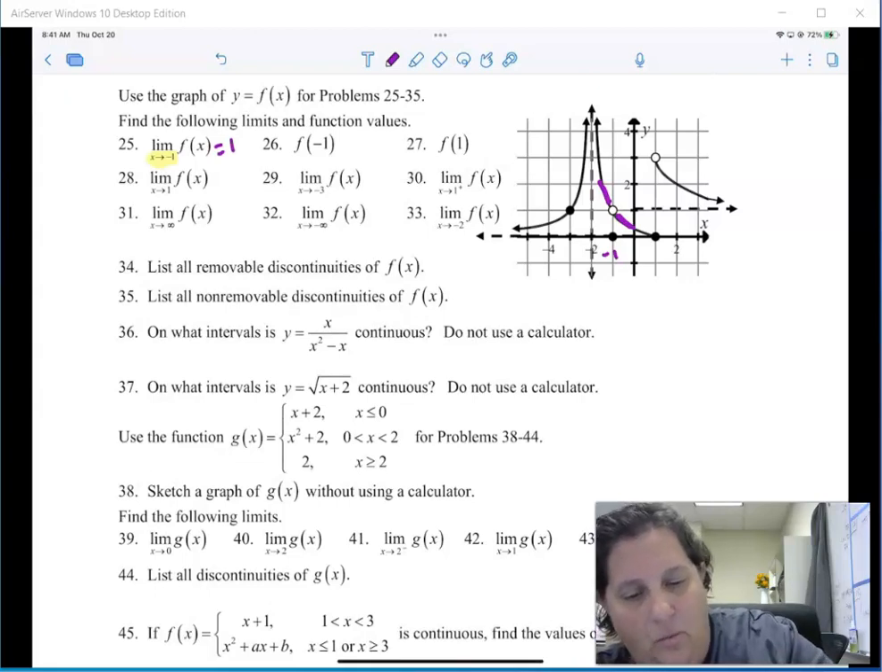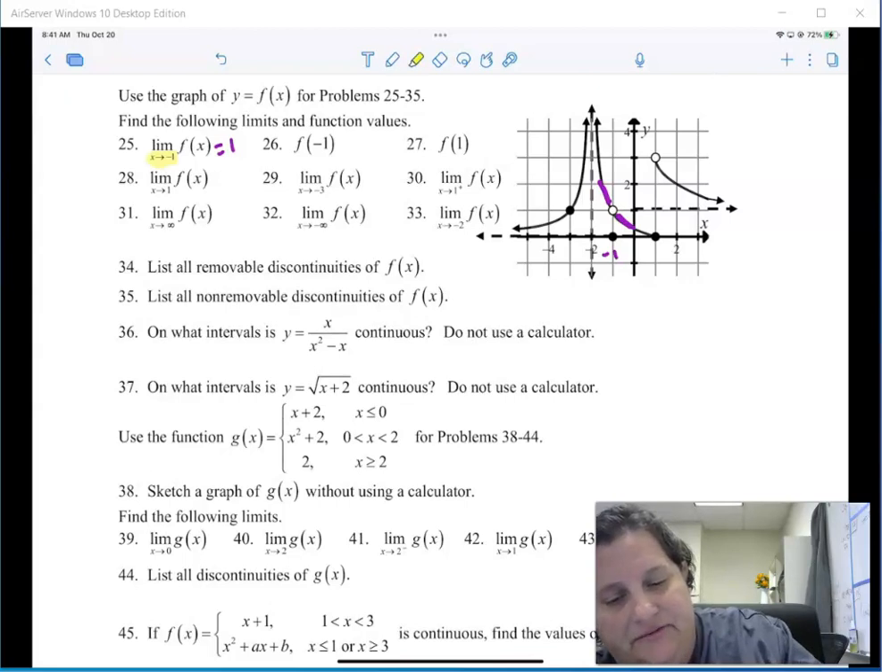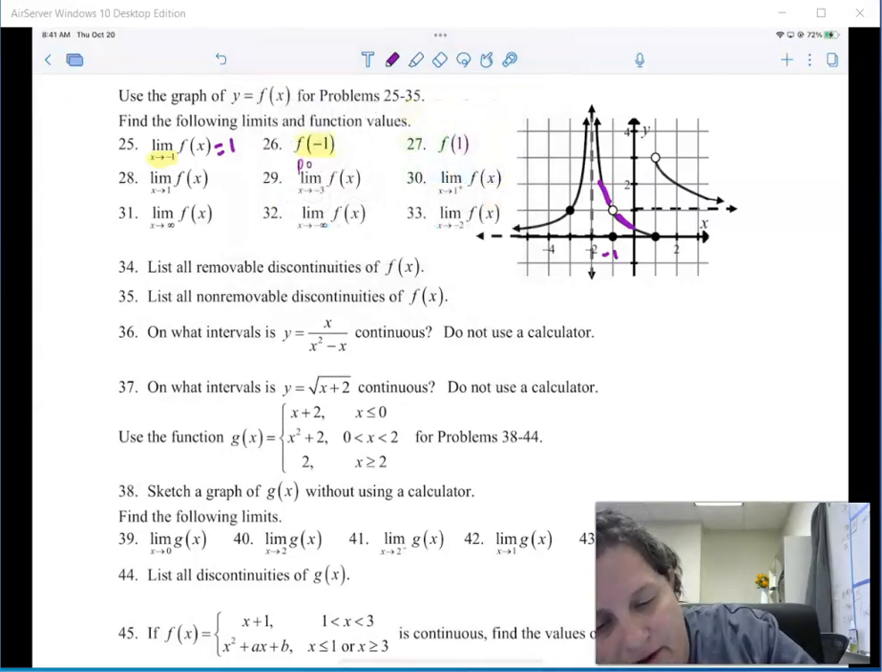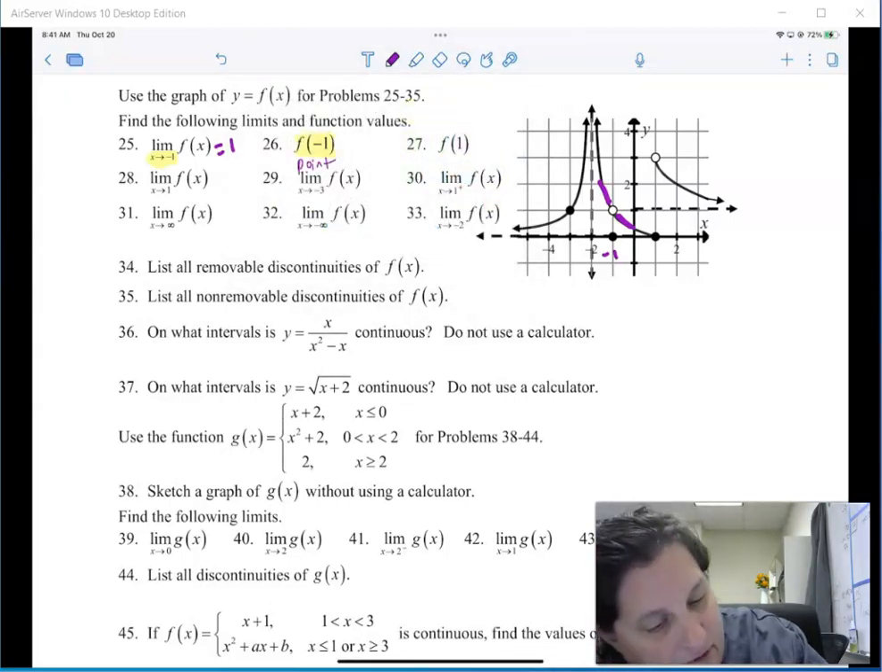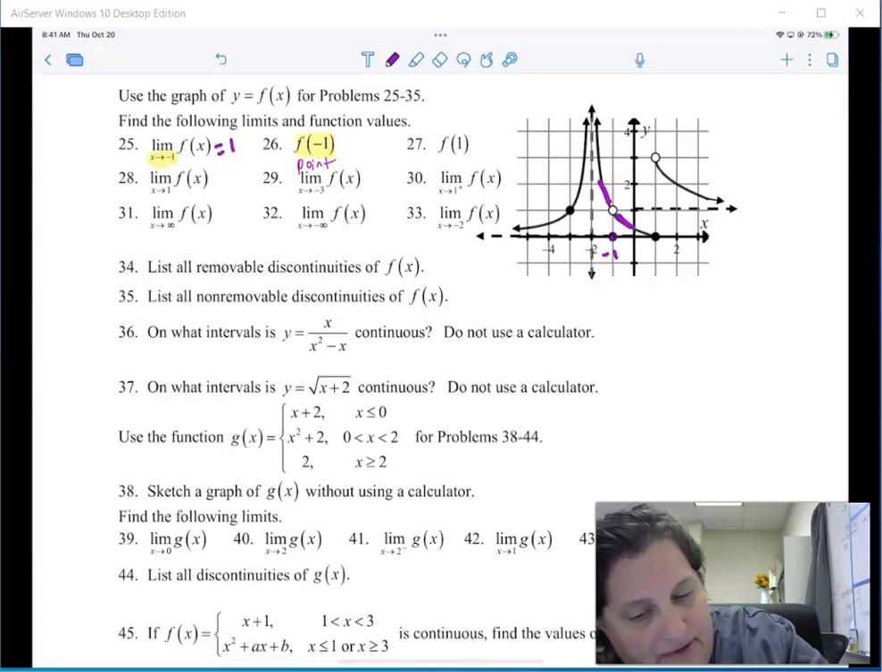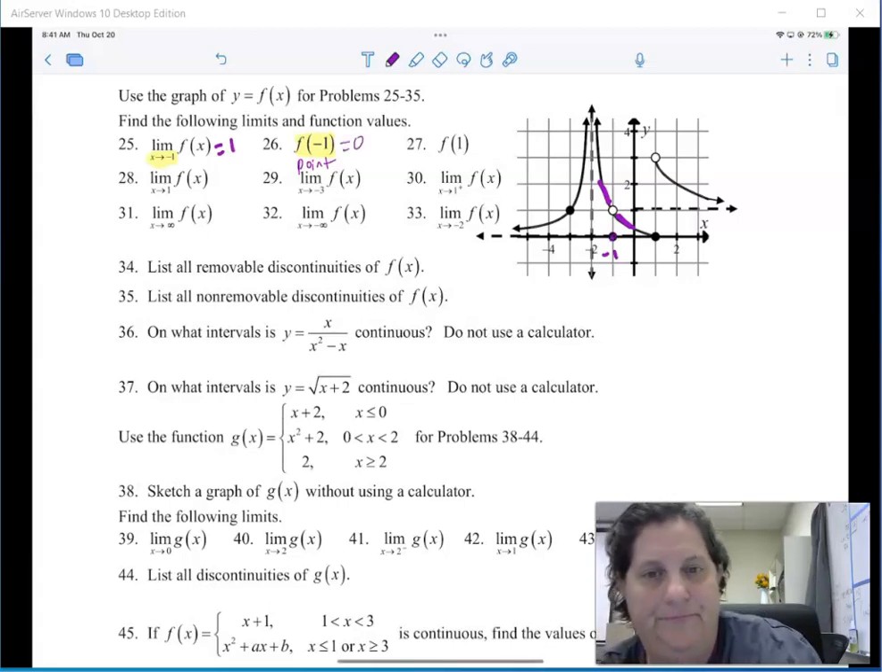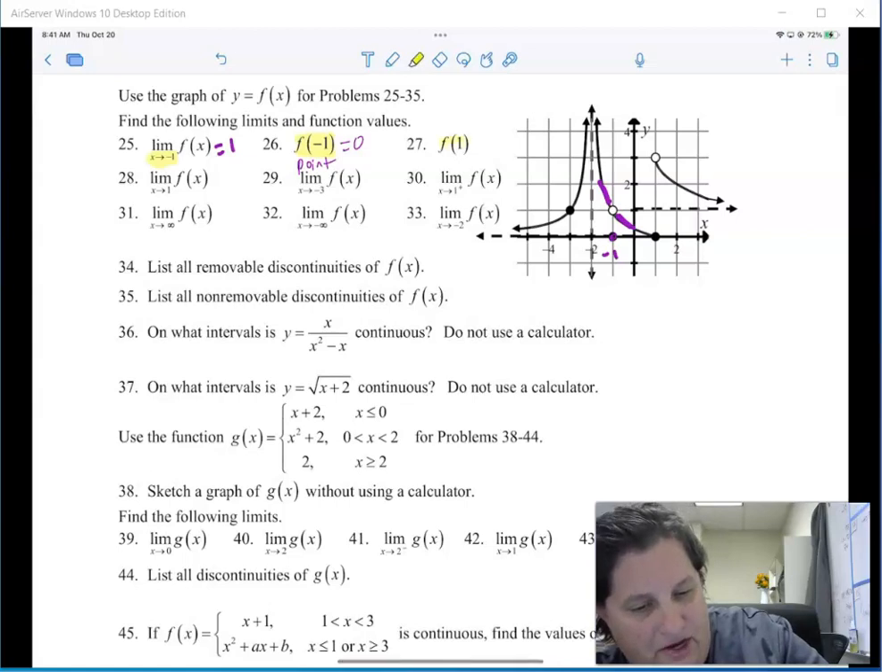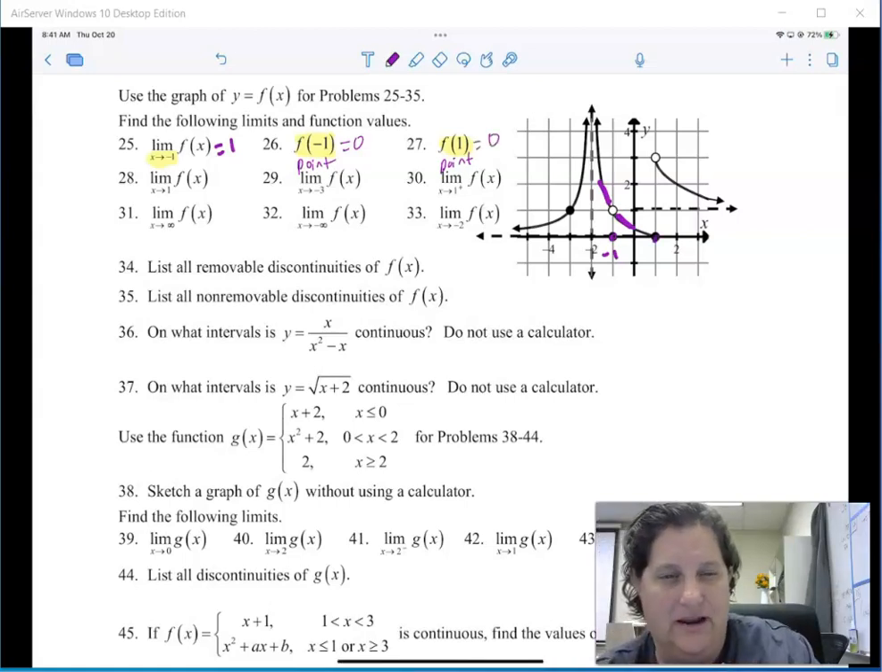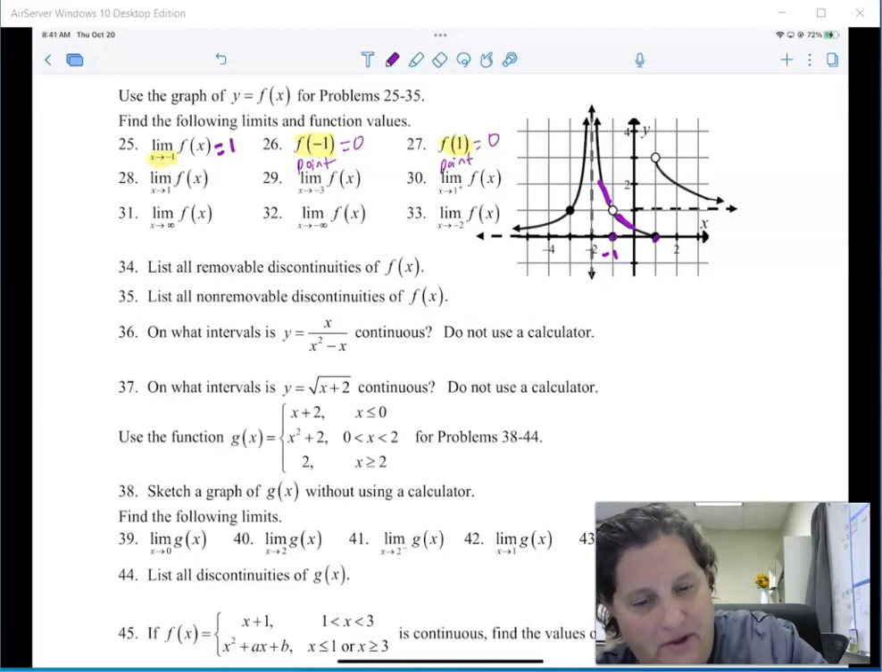All right. When it writes just what is f of -1, that specifically refers to the point at -1. So at -1, the point is right there at 0. Okay. This also refers to the point at 1. So go over to 1, that point is at 0. Okay, so just kind of like reading the graph here.